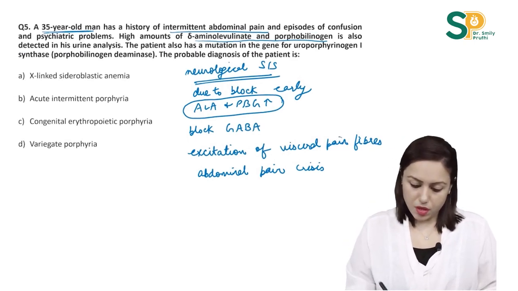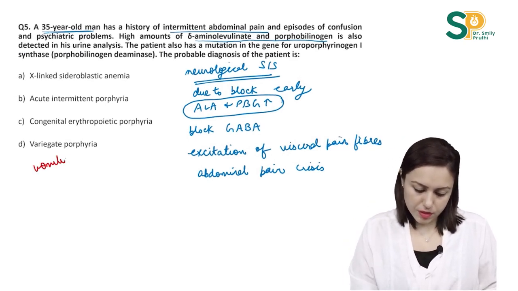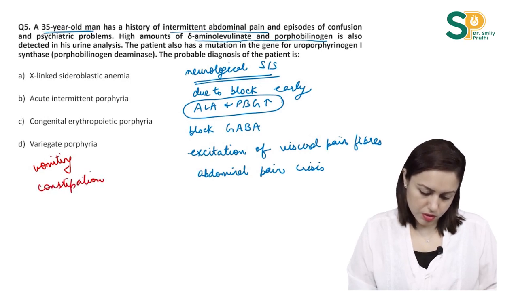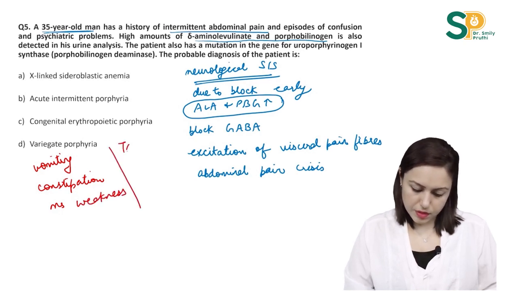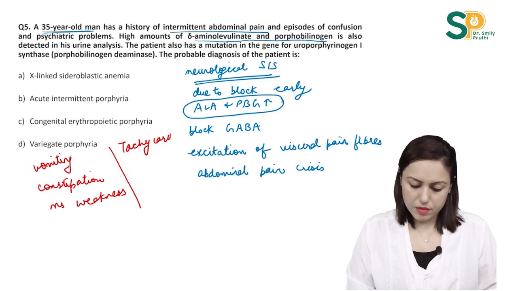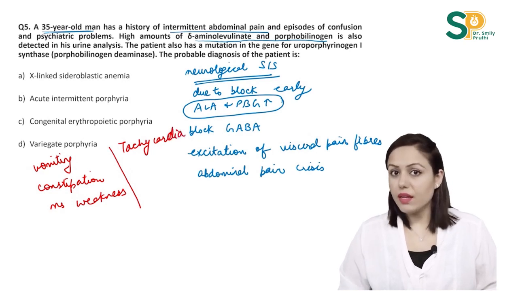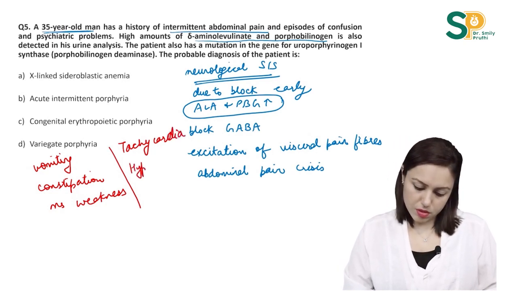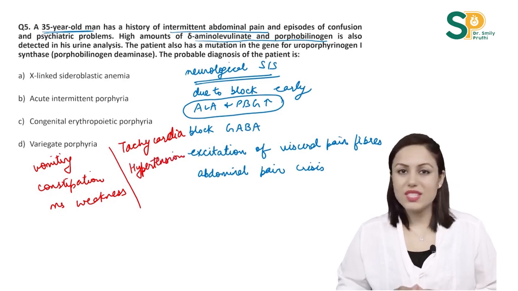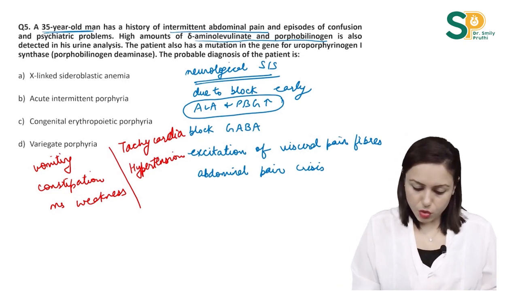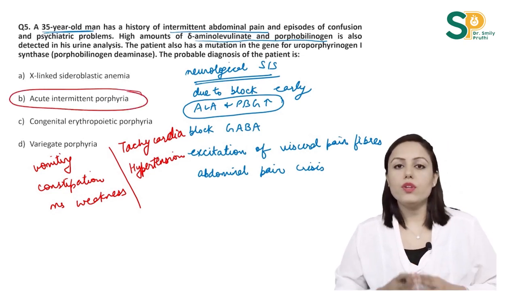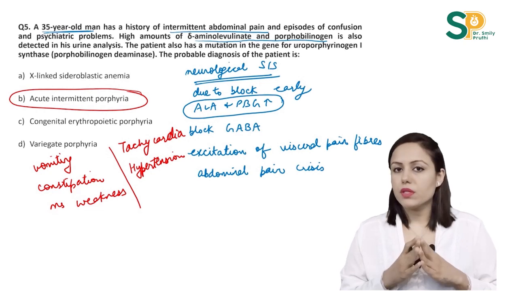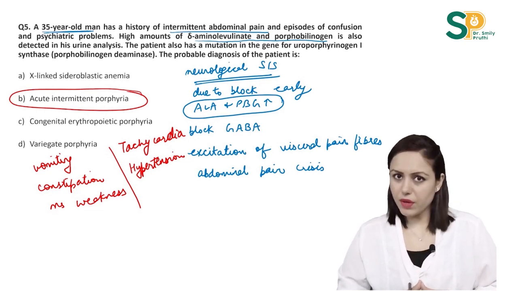Other signs and symptoms are vomiting, constipation, muscle weakness, tachycardia, and hypertension. So these are other neurological signs and symptoms. And in acute intermittent porphyria, only neurological signs and symptoms occur. There is no photosensitivity, right?